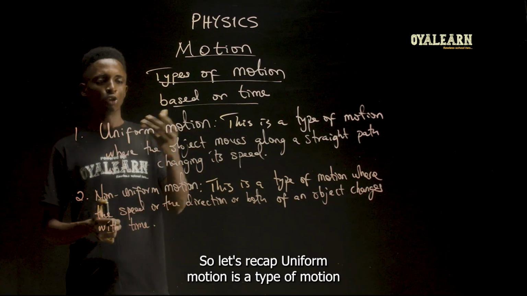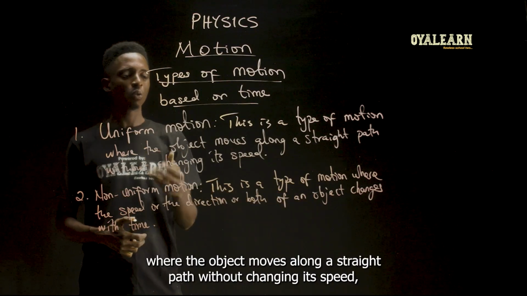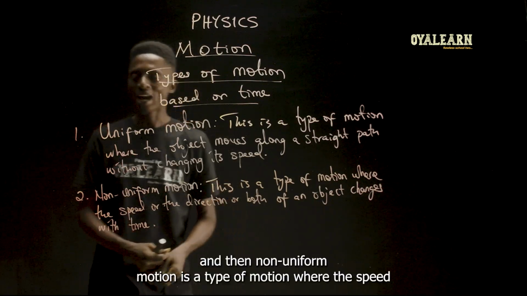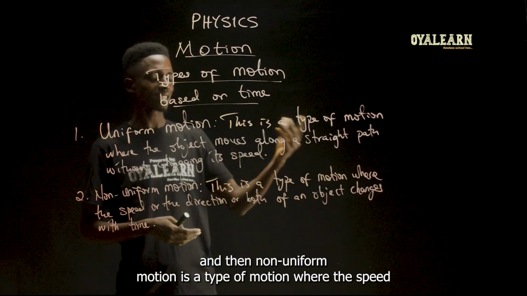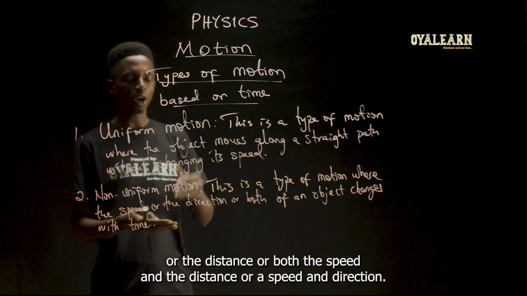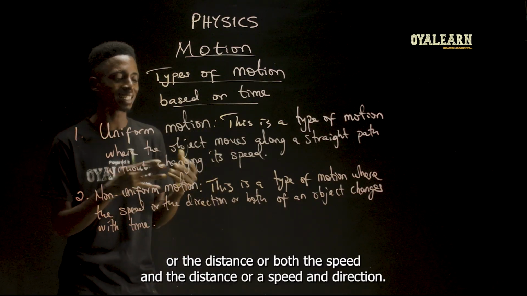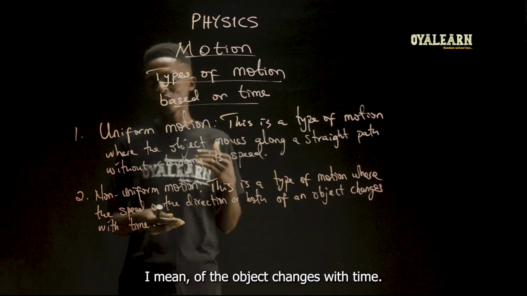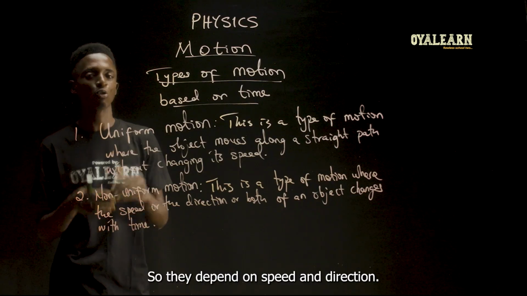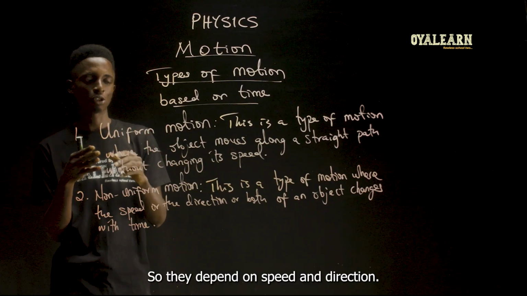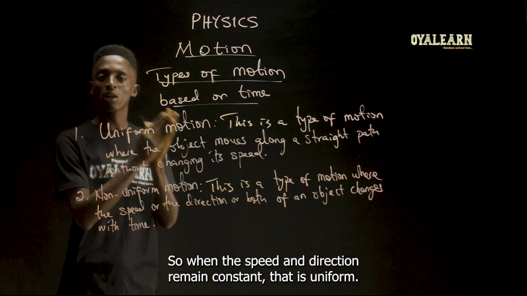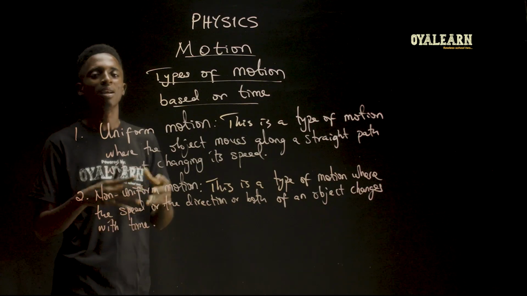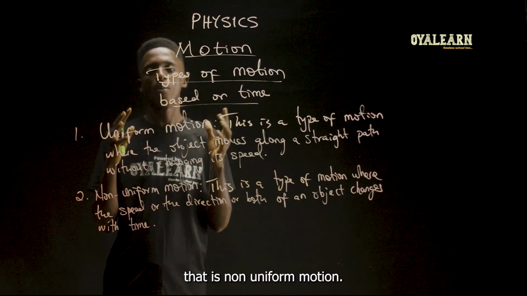So let's recap. Uniform motion is a type of motion where the object moves along a straight path without changing its speed. And then non-uniform motion is a type of motion where the speed or the direction, or both the speed and direction of the object changes with time. So they depend on speed and direction. When the speed and direction remain constant, that is uniform. When the speed and direction change with time, that is non-uniform motion.